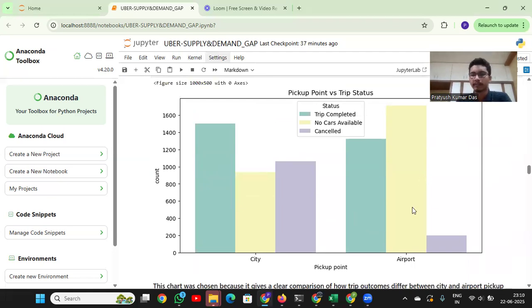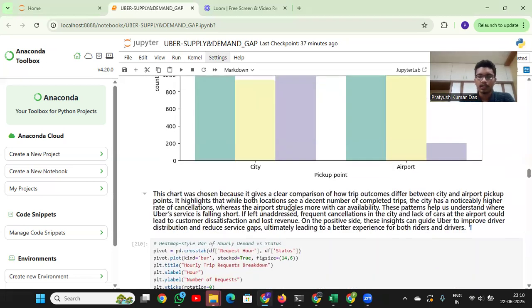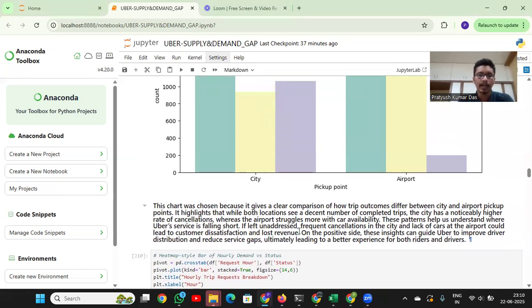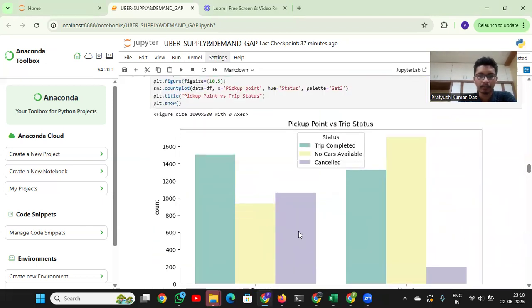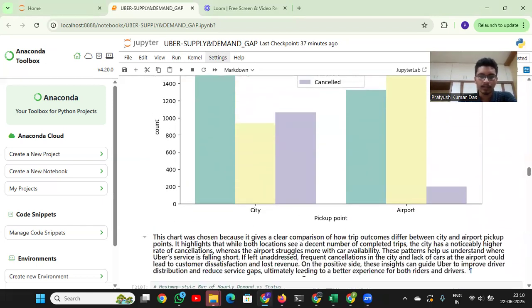possible because of unavailability of cabs when the pickup point was airport as compared to the pickup point when it was city. So this chart was just chosen to give us a clear comparison of how trips differ between city and airport pickup points. And yeah, it highlights that while both locations see a decent number of completed trips, the city has a higher rate of cancellation as compared to the airport.